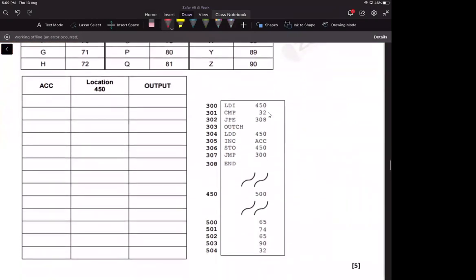Let's see. LDI 450 means go to 450, and then from 450, take the address and go to that address and bring the 65 to the accumulator. There we go. And then it says compare with 32. What is that 32? Okay, so this is actually the value 32.